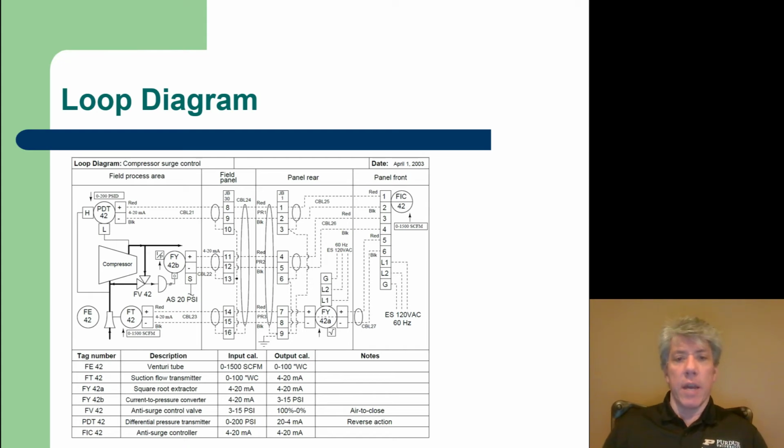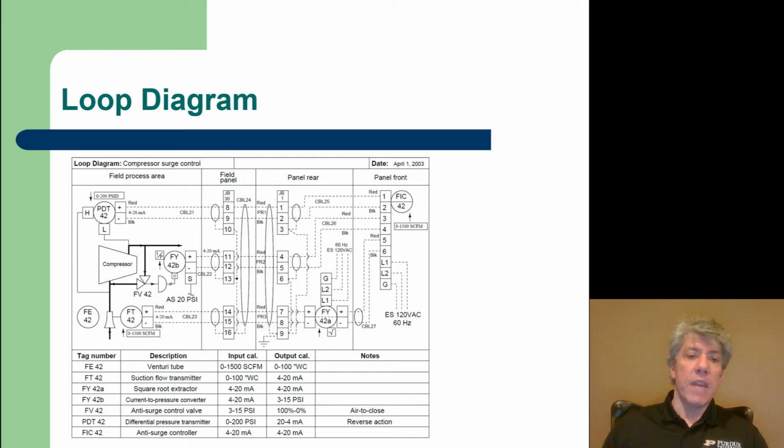Now what about FY42B? Well, if we go all the way back to the field process area, that is connected to a valve, and that valve is made to close open, you notice? Which makes sense. Remember, the purpose of this valve was to unload the compressor. And if the valve were to fail, we'd like for it to fail open so the compressor is not damaged.